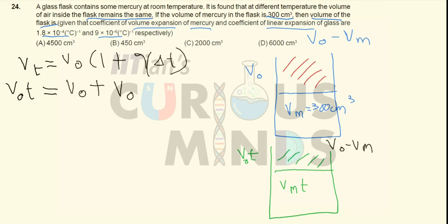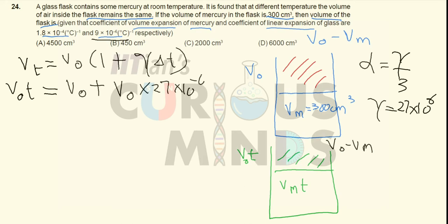The coefficient of linear expansion for the glass over here is 9 into 10 raised to minus 6. So I can say that the volumetric expansion over here, alpha is equal to gamma divided by 3. So gamma will be equal to 3 alpha, which will be equal to 27 into 10 raised to minus 6, into delta T. Delta T is also unknown.